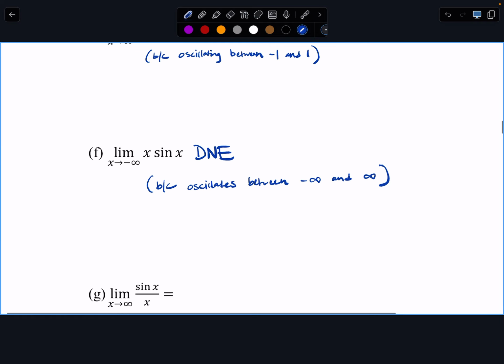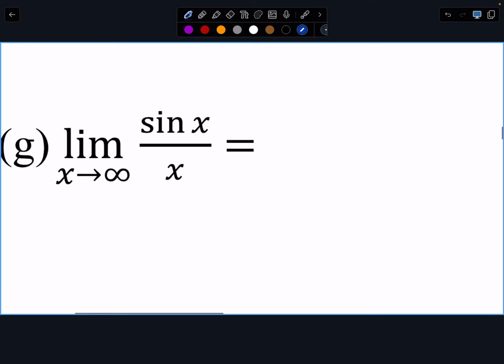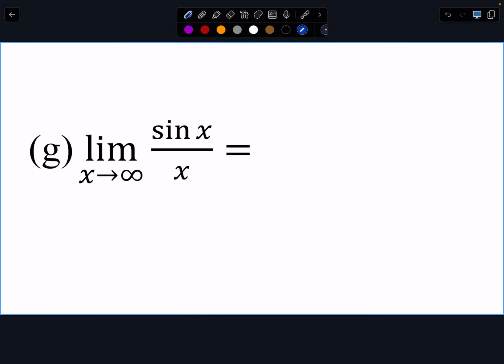Okay, are we listening? I know some of you have already thought about it. But this next one, you're like, hey, sine of x over x, I'm familiar with that. But this isn't the special trig limit. Why is it not the special trig limit? Because x is not approaching 0. X is approaching infinity.